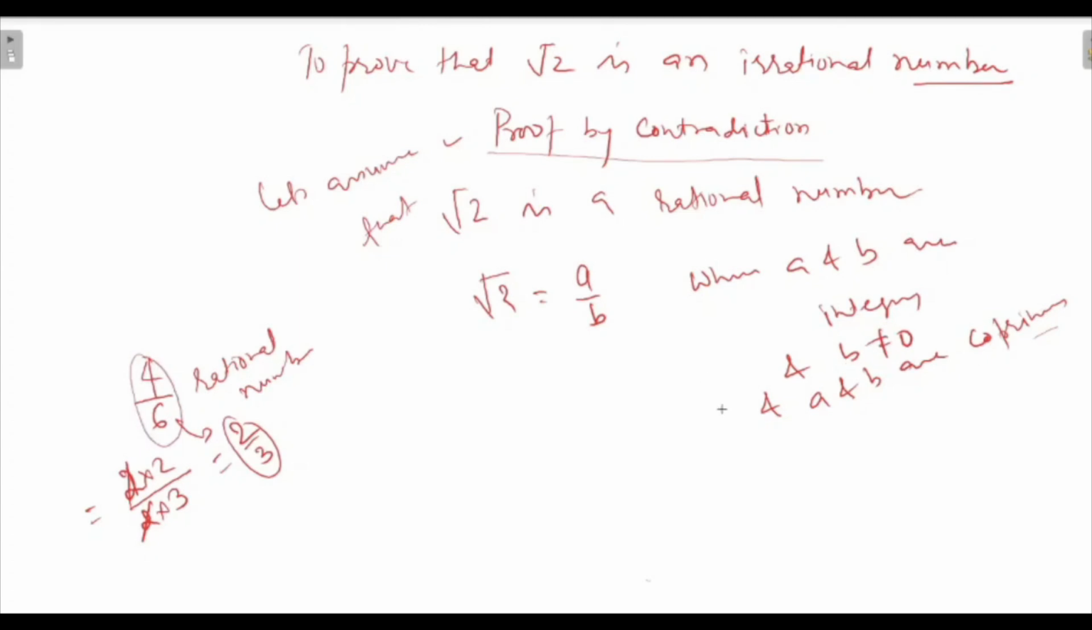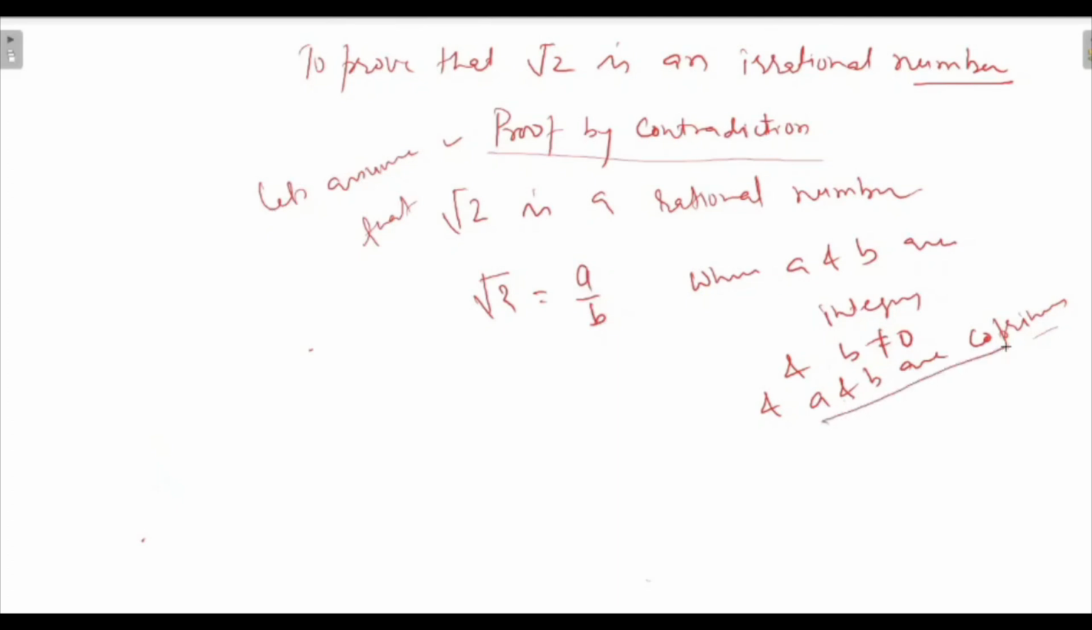But here my assumption is co-prime: we remove all the common factors, and we are at the level where both of them are co-prime. In the case of 2 and 3, they are co-prime; in the other case, 4 and 6 are not. So here we have ensured that a and b are co-prime. Now, in the next step, we will square it on both sides.